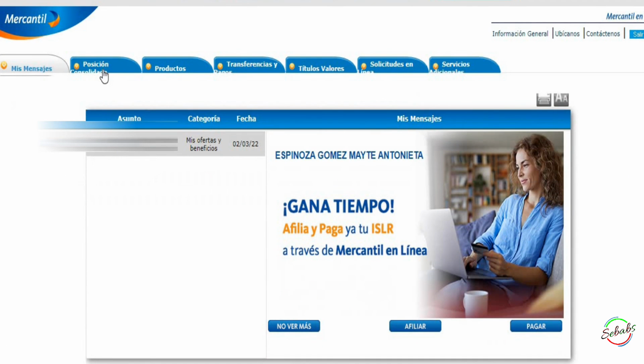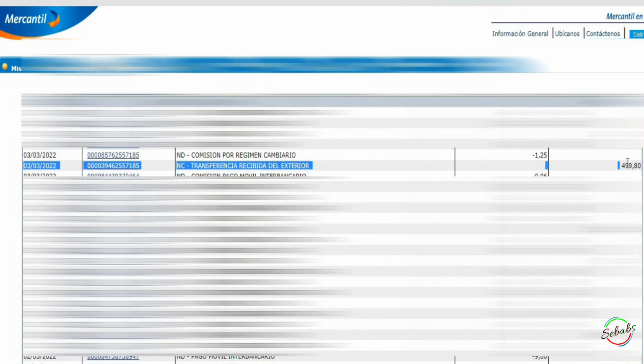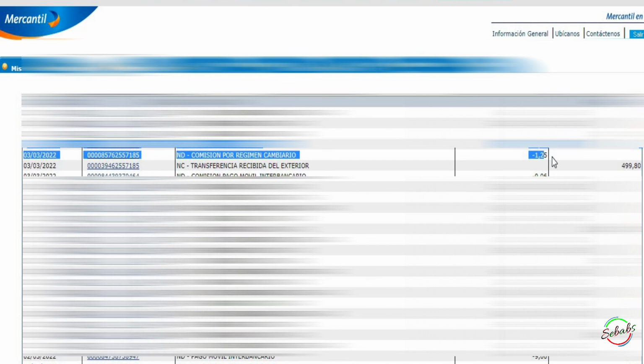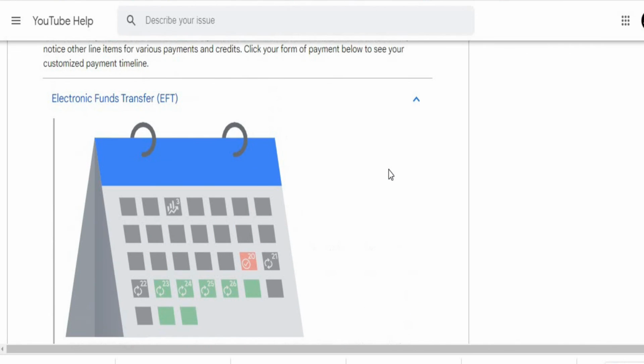So this is my bank account. If you look at it right here, this is my transfer from the exterior, 499 bolivars, which is approximately $100 and something. This is the only thing that they charged. It's not much what you pay for commission. That's the end of the video. Hope it gave you enough information about the whole process, how long it takes and all that.